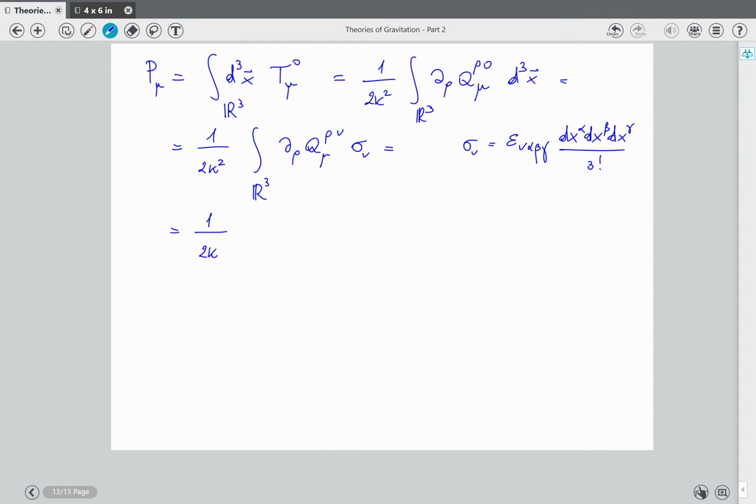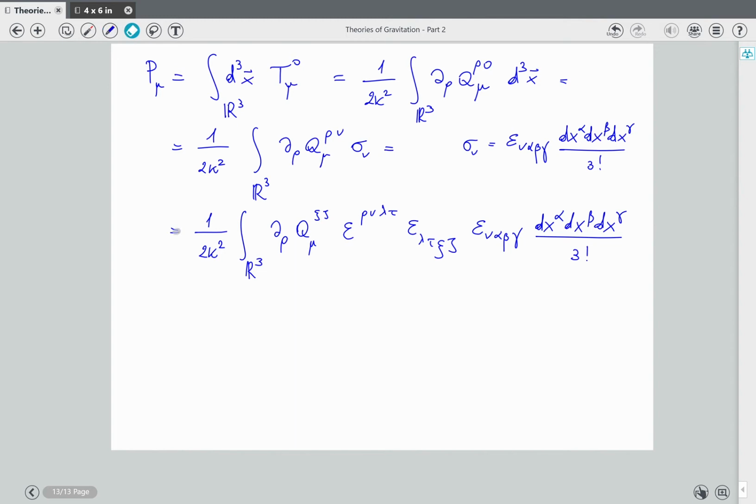And how to do that? This is 1 divided by 2 kappa squared, r cubed. And now we play with epsilon tensors in a way similar to what we are accustomed to doing. Rho nu, let's say lambda tau epsilon, lambda tau psi zeta, and then sigma nu, which will be epsilon nu alpha beta gamma dx alpha dx beta dx gamma over 3 factorial. Now we adjust a factor in front.